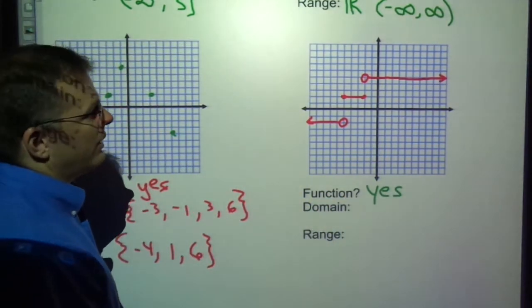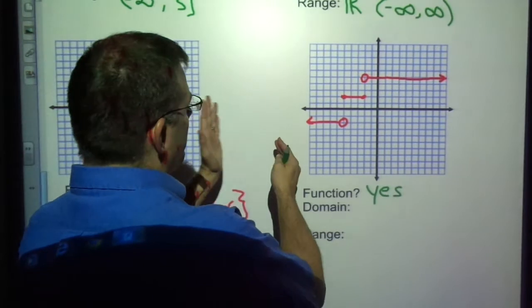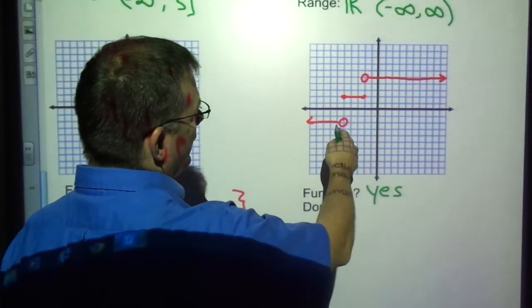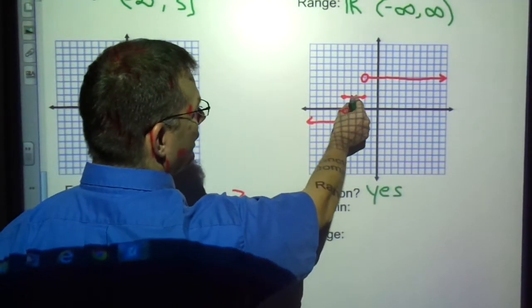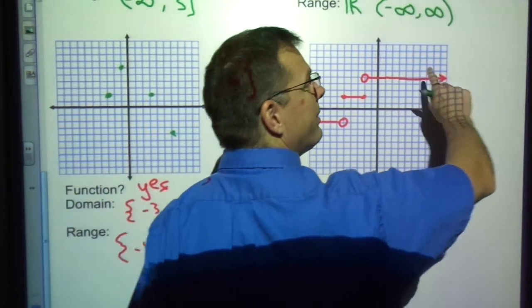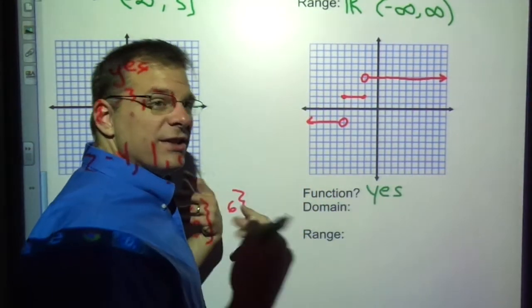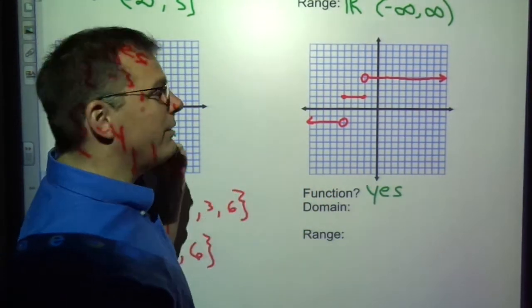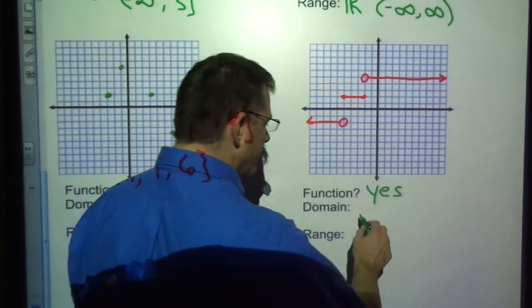Domain. Okay, what are the possible domains? It goes all the way from negative infinity up to here, and then it jumps, but this is still here, and then it jumps, but this is still here, and it goes to positive infinity. So what possible x values are included here? All of them, from negative infinity up to positive infinity.